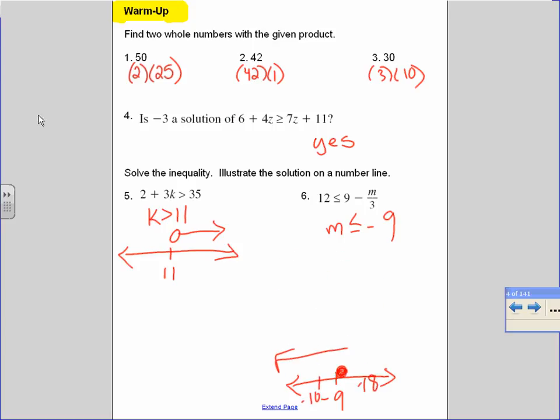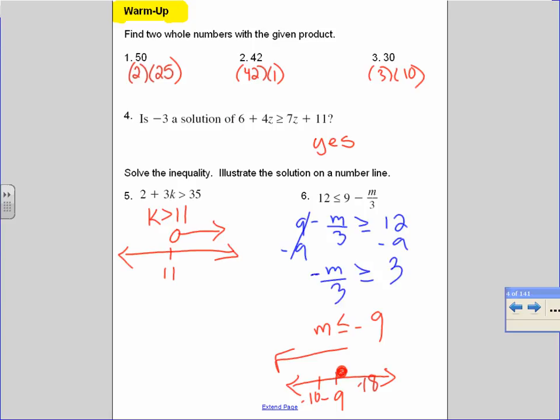Okay, hold on. You got to go back a little bit. I don't know what part you're on. Okay, so did you first do 9 minus m over 3 greater than or equal to 12? Yeah. Okay, and then you minus 9 on both sides. So now you have negative m over 3 greater than or equal to 3. And then did you multiply both sides by 3? Oh, I multiplied each side by 3 over negative. Okay, you can. But if you multiply both sides by 3 over negative 1, you get negative 9. Okay. You okay?